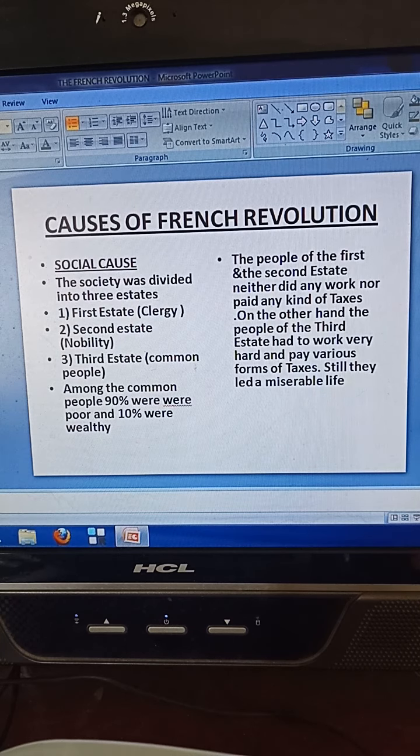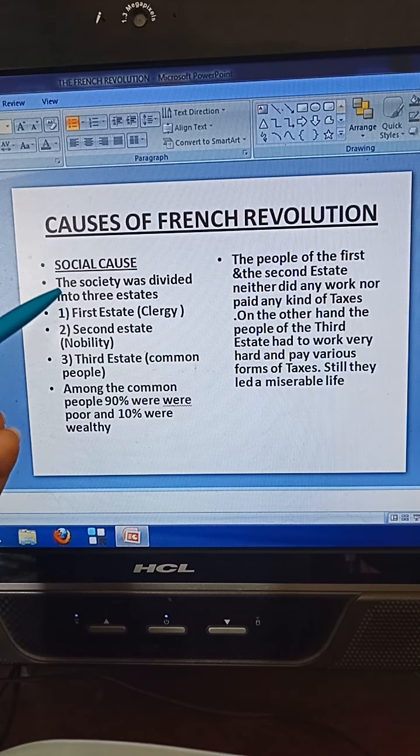Now let us understand the causes of French Revolution. There are many causes behind French Revolution. The first is the social cause. Let us study in detail about the social cause of French Revolution.